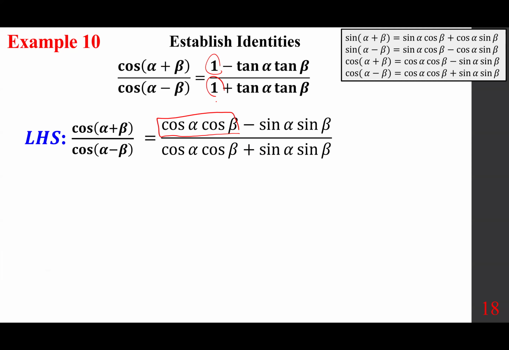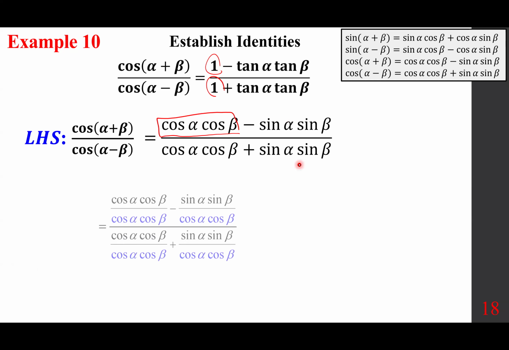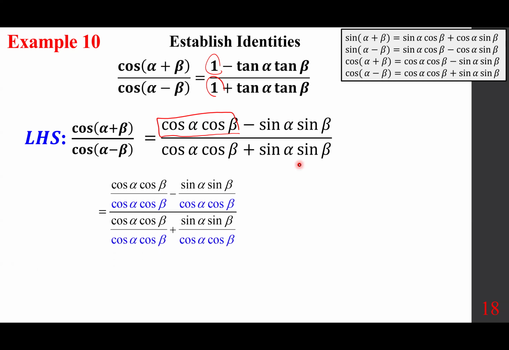Divide by something that will give you what you want here. Look for the number. So divide by cosine alpha cosine beta. So you have 1, 2, 3, 4 pieces. You're going to divide everything by cosine alpha cosine beta, and simplify. Clearly, these two are identical, so each one is 1. So these two are very easy. They are 1.